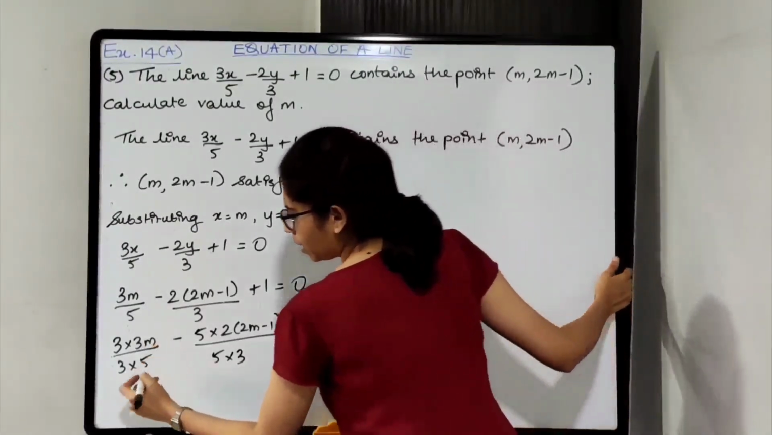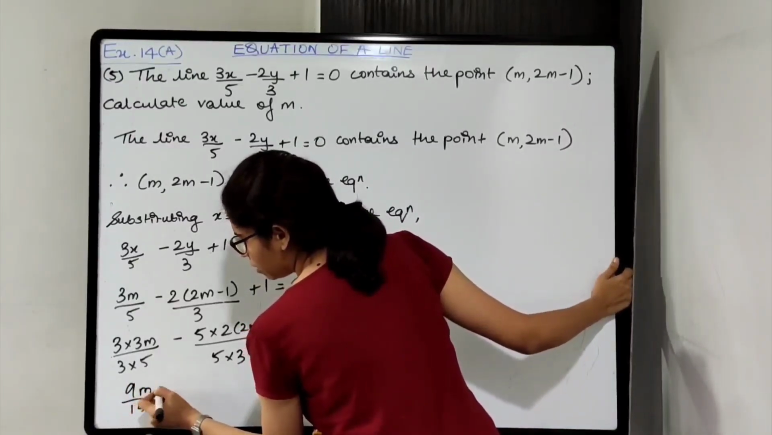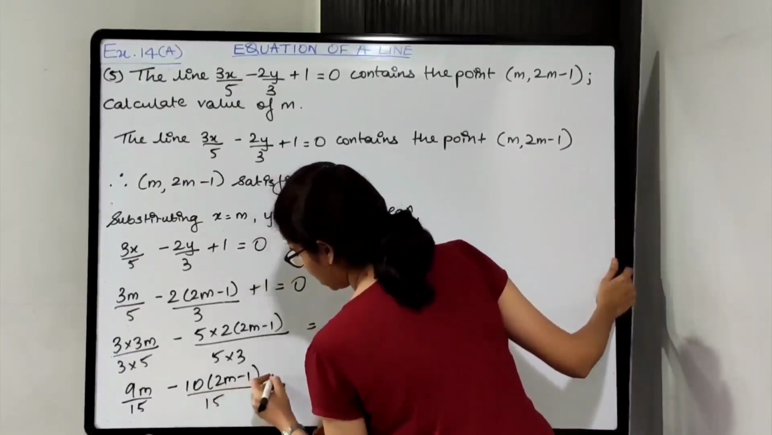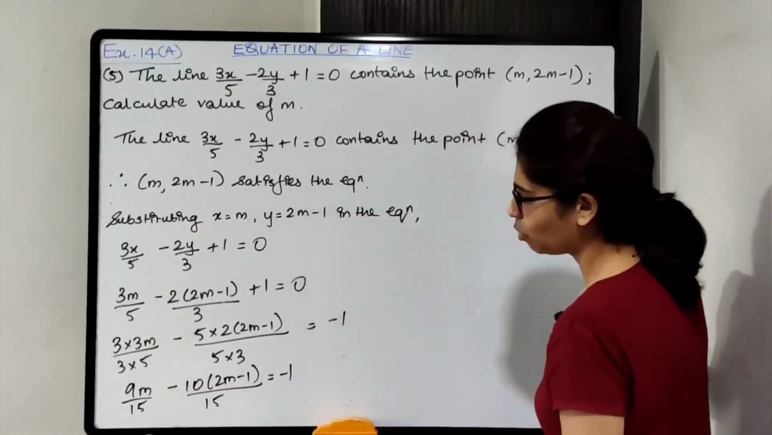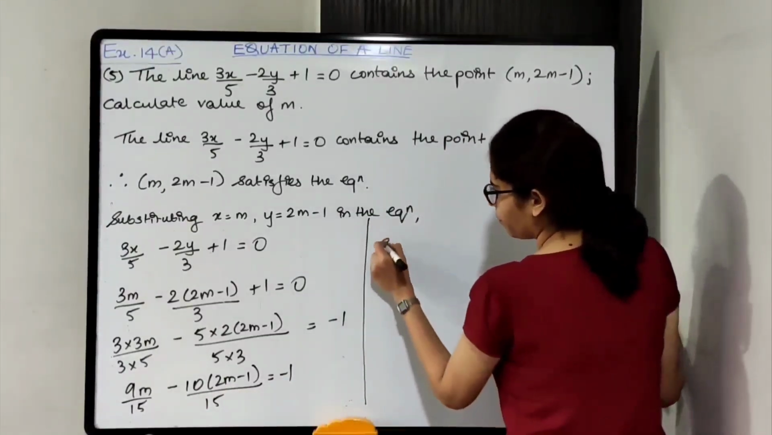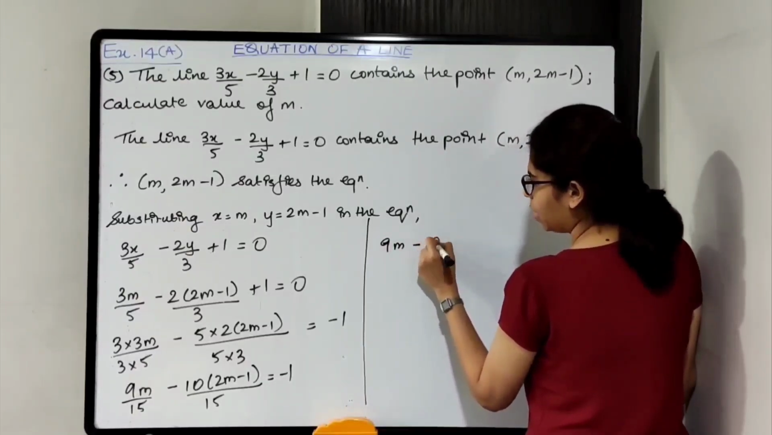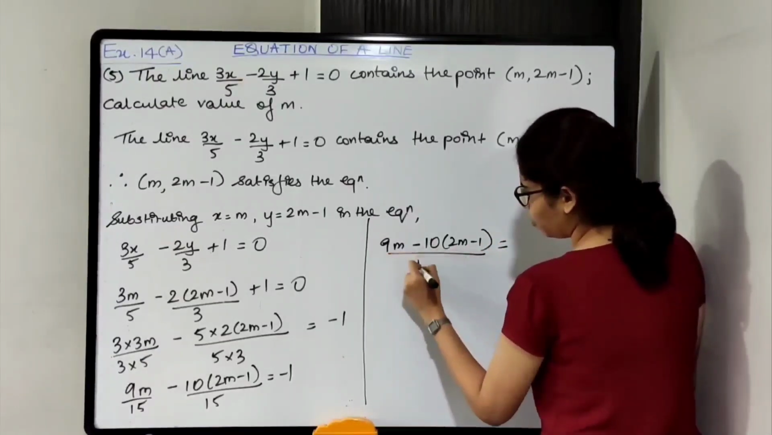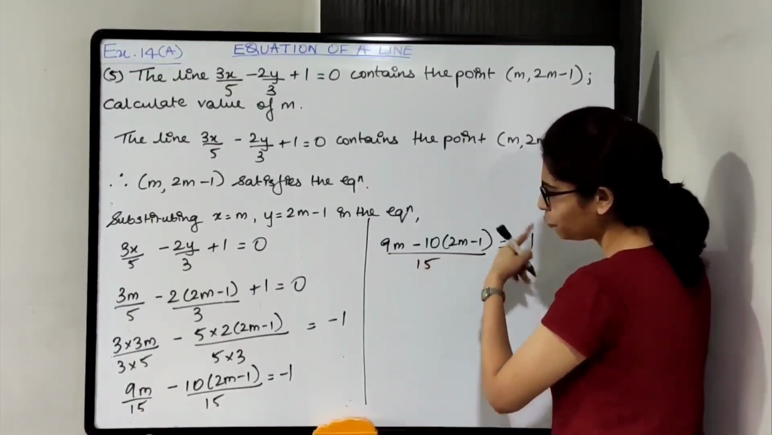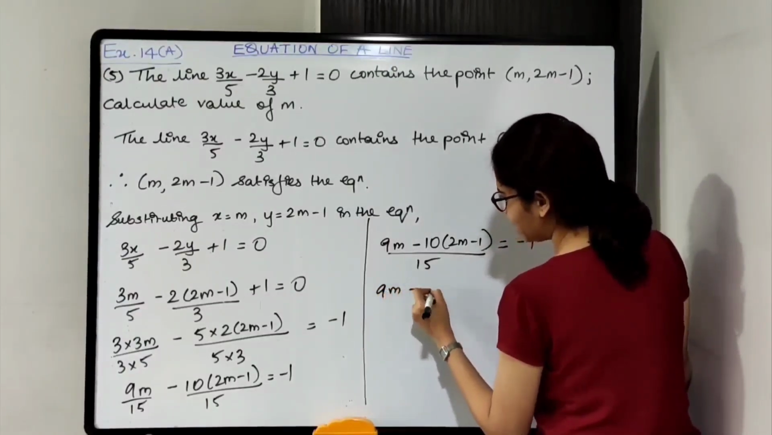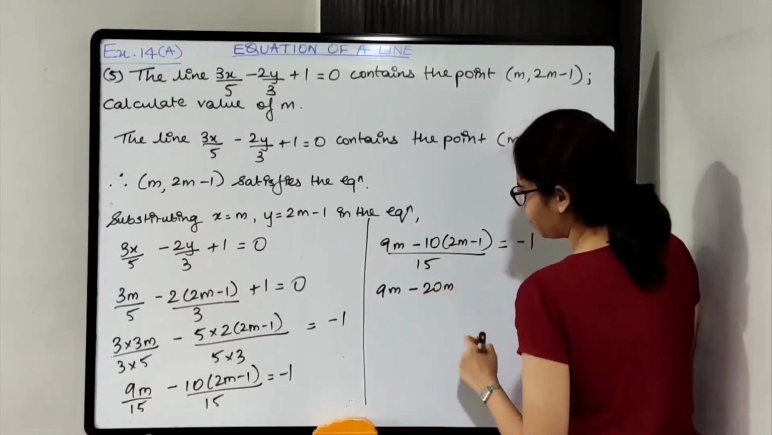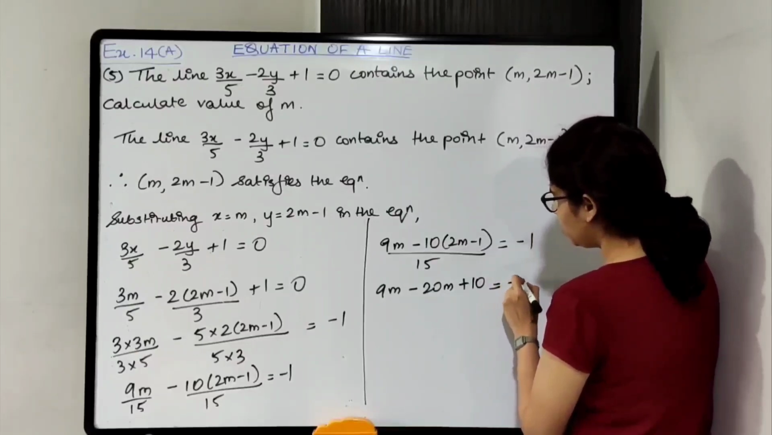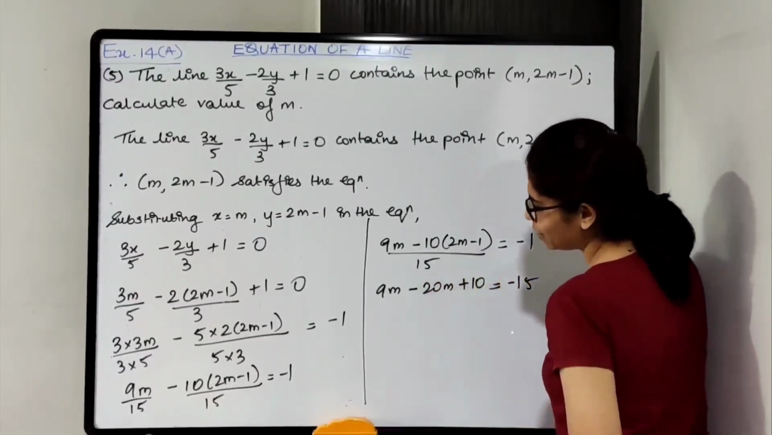Now 9m upon 15 minus 5 2s are 10 into (2m - 1) upon 15 is equal to -1. You can take common denominator. So (9m - 10(2m - 1)) upon 15 is equal to -1. I'll open the brackets in the next step. Shift 15 over here. So 9m minus 10 2s are 20m. Minus into minus becomes plus. So plus 10 is equal to -15. -1 into 15 becomes -15.